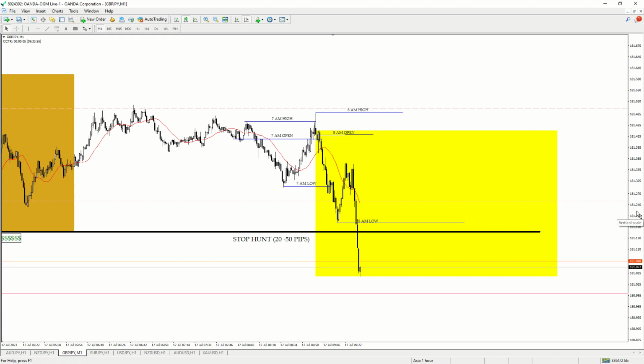I wasn't expecting GJ to be this volatile though, because the yen is closed. Let me just respond to this one while looking at the candles.